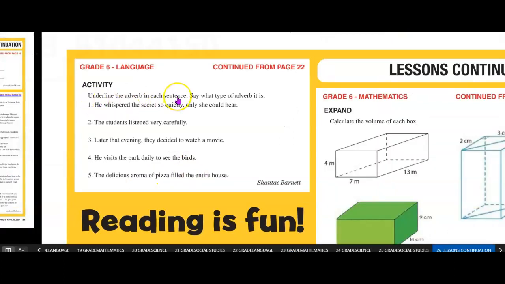Underline the adverb in each sentence. Say what type of adverb it is. He whispered the secret so quietly, only she could hear. Quietly, and this would be an adverb of manner, telling us how the whispering was done. The students listened very carefully. Adverb of manner, telling us how the students listened.